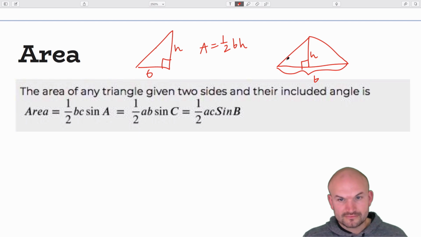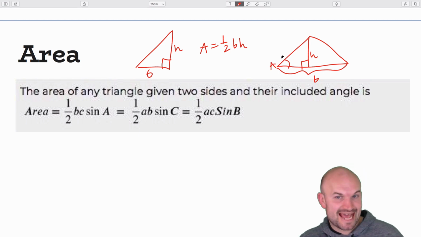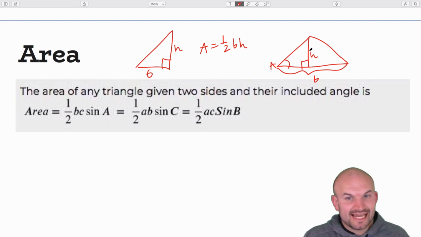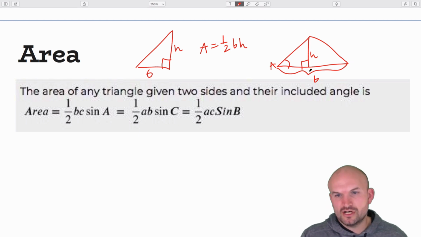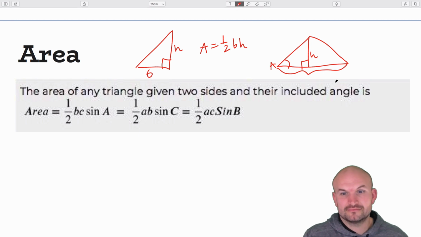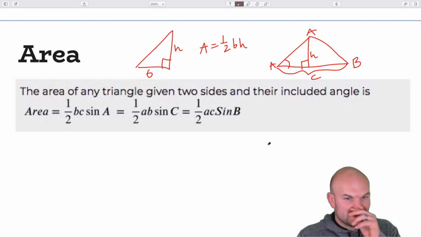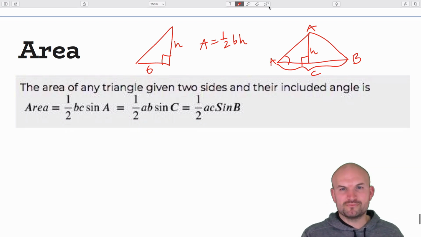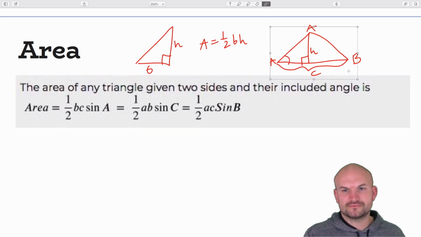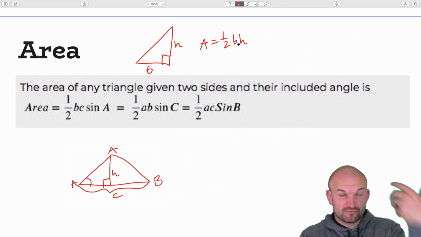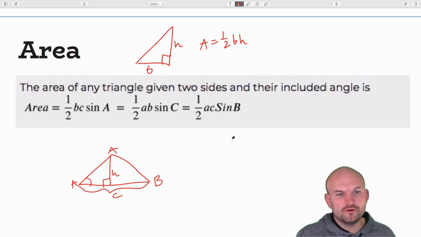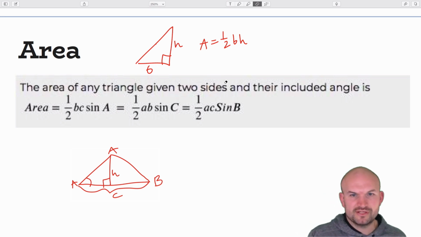Now, if we know an angle, for instance, A, then we can say the height is going to be, remember, the height of a triangle, let's call this C, this B, and this A. That's what we've previously learned, right? But if you have an oblique triangle, let's actually just redo this.